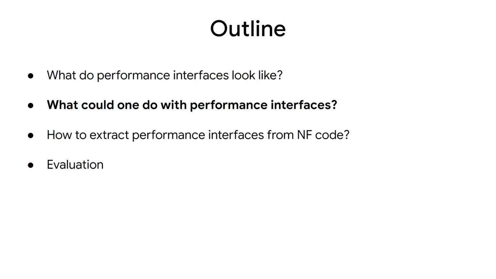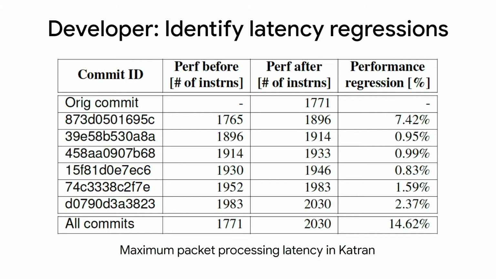So that was what performance interfaces look like. Now I will describe a couple of use cases which show you what you can do with performance interfaces. The most straightforward use of performance interfaces is to identify performance regressions or bugs that a developer may introduce. To do this, we took Katran, a load balancer from Facebook, and extracted an interface before and after each commit.